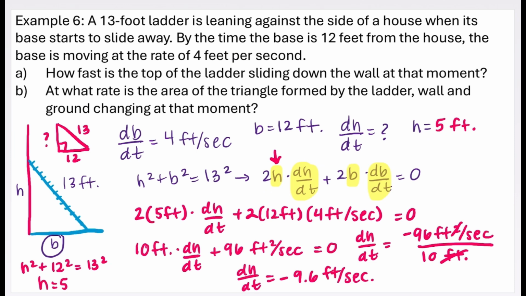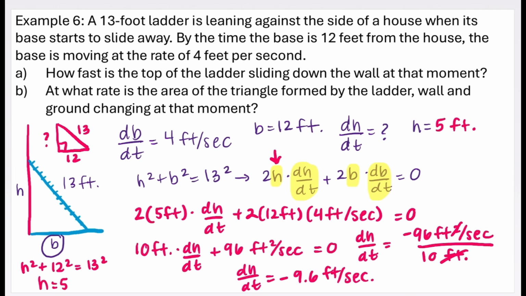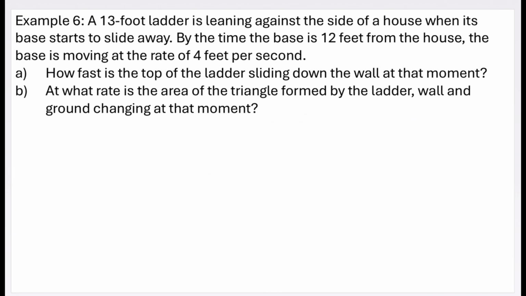Now we're going to answer the second question, which is at what rate is the area of the triangle formed by the ladder, wall, and the ground changing at that moment? So for this one, we're still going to be using that same picture. So I'm going to keep that in mind. But we're trying to find out how fast the area is changing. So the area of a triangle is base times height over 2, or 1/2 base times height.